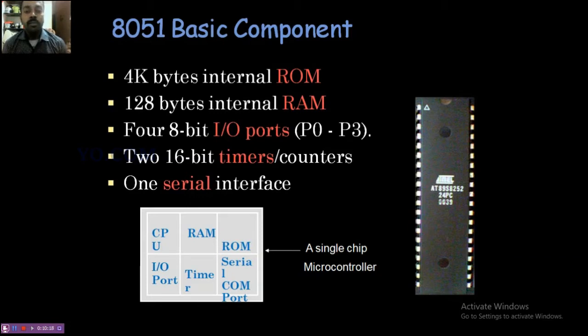Then four 8-bit IO ports are present. Totally 4 ports are present, and each port carries 8 bits. So totally 32 bits are available in the 8051 microcontroller, so we can connect 32 different devices with it. Then it has two 16-bit timers or counters. By using the timer we can generate the time delay, and the timer acts as a counter. We can count the external pulses from other devices. Then it has a serial port also. By using the serial port we can connect the 8051 microcontroller with a computer, by using the COM port.